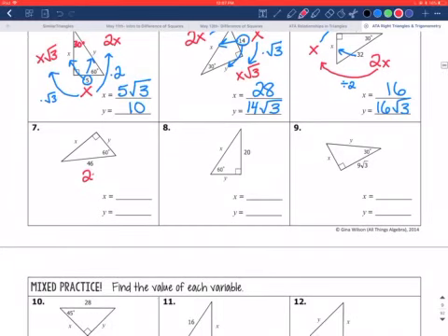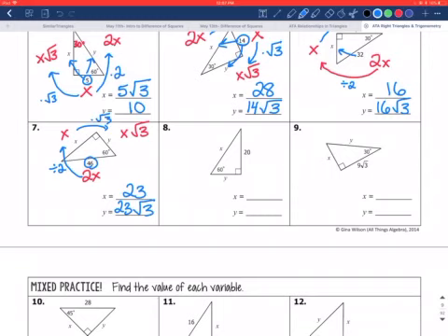Okay, so I'll do the same thing with 7. They gave us the hypotenuse, so I'm going to write my ratios. To go from 2x to x, we're just dividing by 2. And then to go from x to x square root of 3, we're just multiplying by the square root of 3. So I'll take that 23 and tack on a square root of 3.